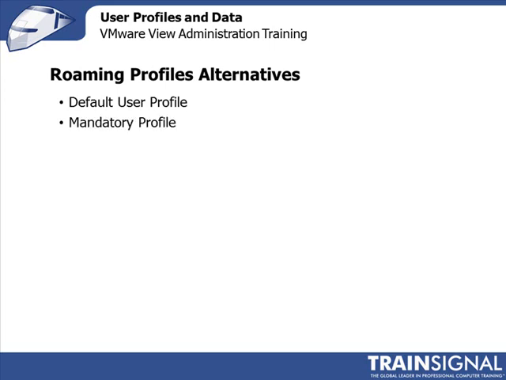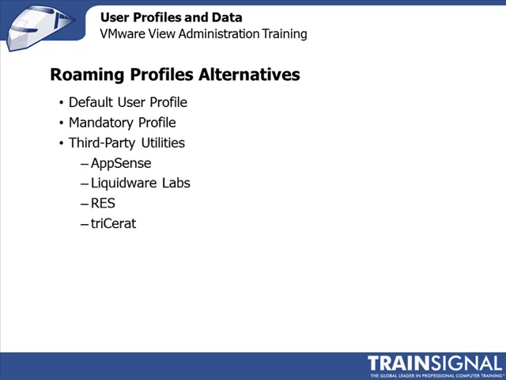We could use the mandatory profile, which is a read-only user profile. Again, this doesn't allow for much customization and probably won't work in most use cases. There are a number of third-party utilities that have been created primarily to deal with these roaming profile issues. AppSense, Liquidware Labs, RES, and Triceratops are all vendors that provide these types of utilities.